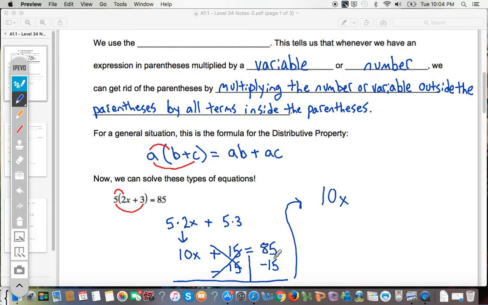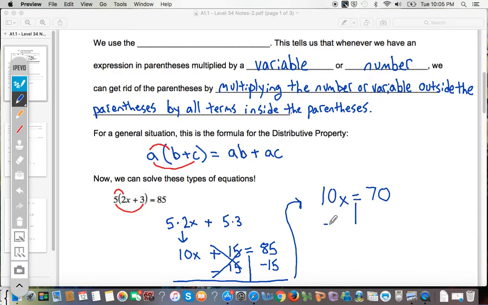Now I'm going to go over to this side. I have 85 minus 15. So, in our head we could do it using a calculator. However, 85 minus 15 is 70. So I went from a multi-step problem over here, to a 2-step problem down here, over to a 1-step problem. So we know how to solve these.